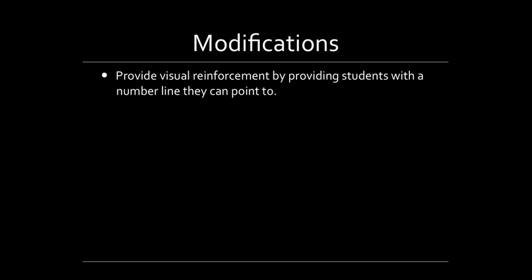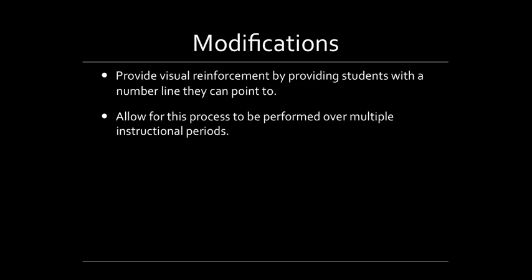Modifications you can use with the moderate to severely disabled student. Provide visual reinforcement by providing students with a number line they can point to. The kinesthetic and verbal abilities of a moderate to severely disabled student may vary, so allow students the ability to point to a number instead of verbally expressing it. Make sure you allow this process a lot of time. This process should be performed over multiple instructional periods. I would not suggest performing more than 3 or 5 successive attempts of counting, as you may lose focus and attention.